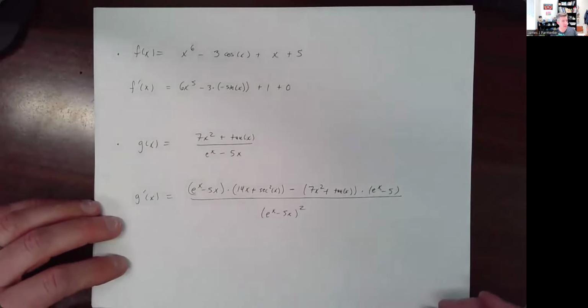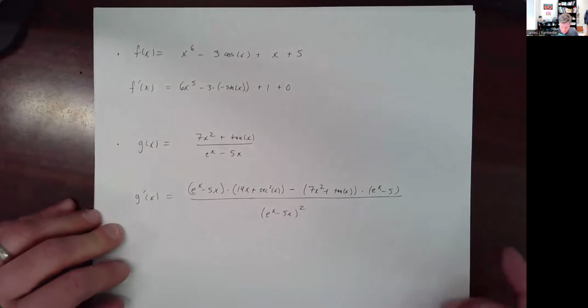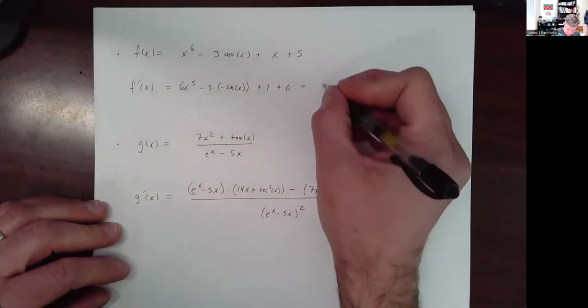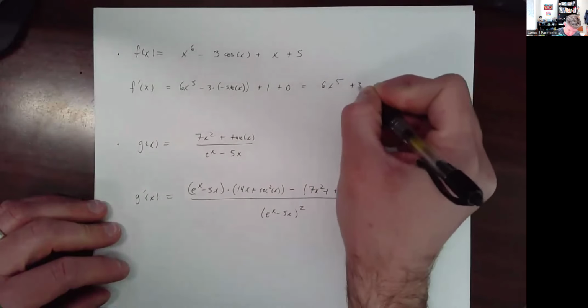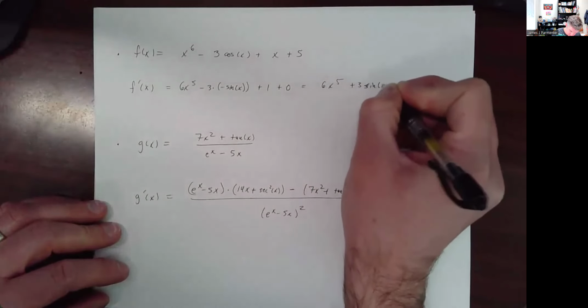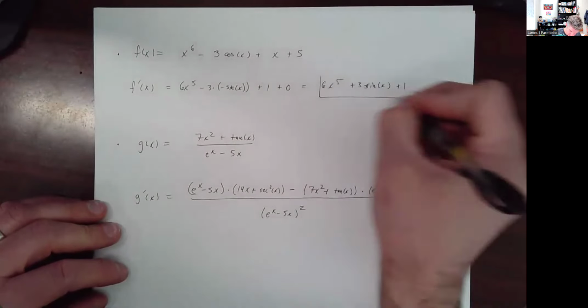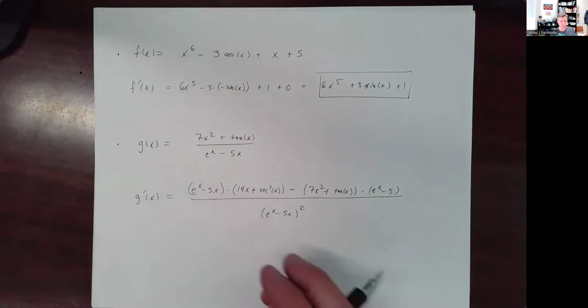No one asked me to simplify this, so I'm not going to simplify it. Especially this. Like this, you could simplify and write it as 6x to the 5th plus 3 sine of x plus 1. But there's no value.